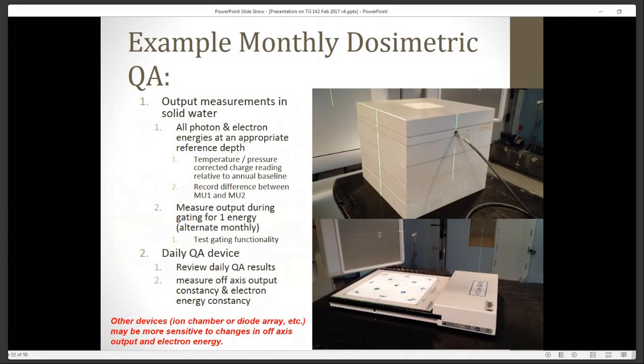And then also running the daily QA device and just reviewing the daily QA results, and then measuring basically your output, your off-axis output constancy and electron energy constancy using that device, or another device that might have a better resolution, or maybe more sensitive to those tests.